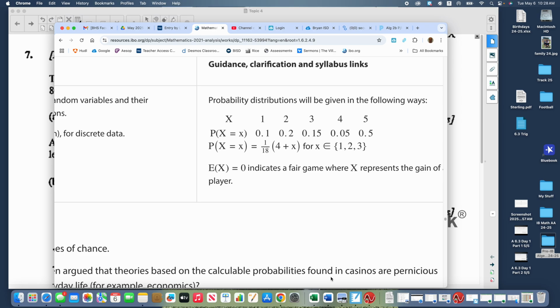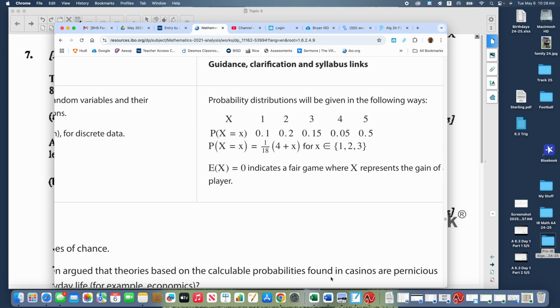Sometimes we get probabilities that are written in the form of an equation. So how do I get the probability? I plug the x in, so 1 would go in there and I'd find that value. I plug the 2 in and I'd find that value. I plug the 3 in and I'd find that value, and I could get the probabilities that way.